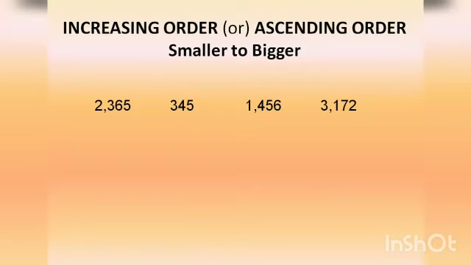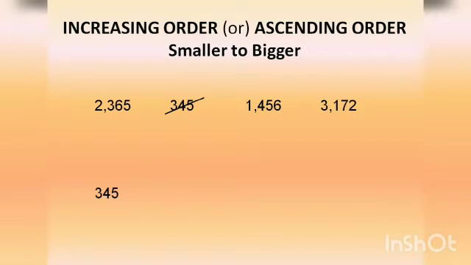For example, see these numbers. First you check whether all the numbers have the same number of digits. First is a 4-digit number, the next is a 3-digit number, then the next two are 4-digit numbers. The 3-digit number is the smallest, and the 4-digit numbers are bigger. So you strike out this 3-digit number, take it and write it first.